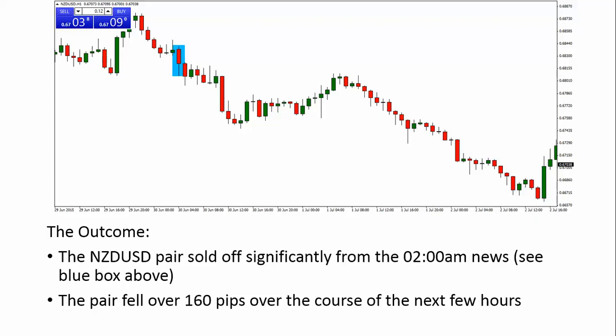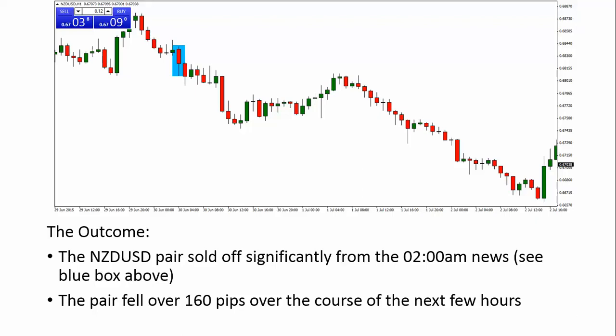So this was the news release at 2 a.m. in the morning, London time. And as we can see, the market dropped off a cliff. The exchange rate of the Kiwi dollar fell significantly from the news event, and it fell over 160 pips over the course of the next few hours.